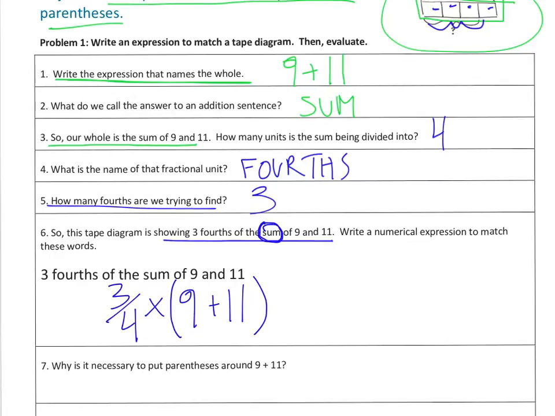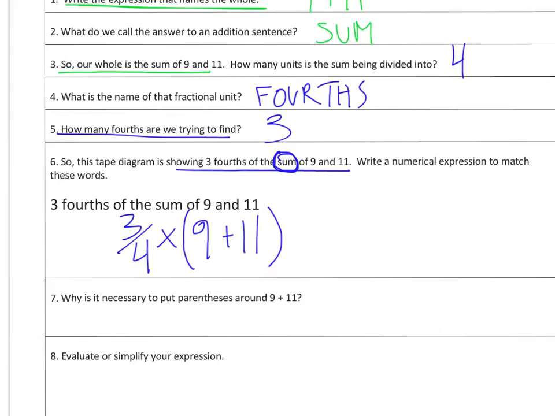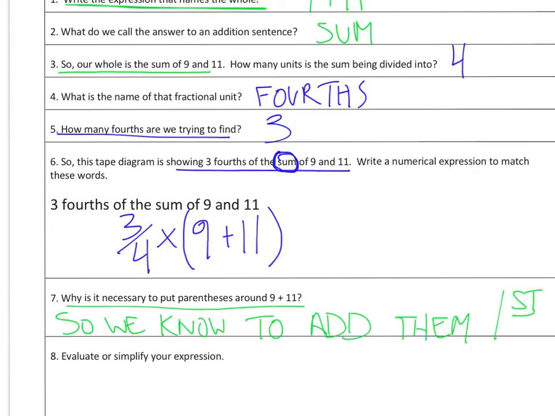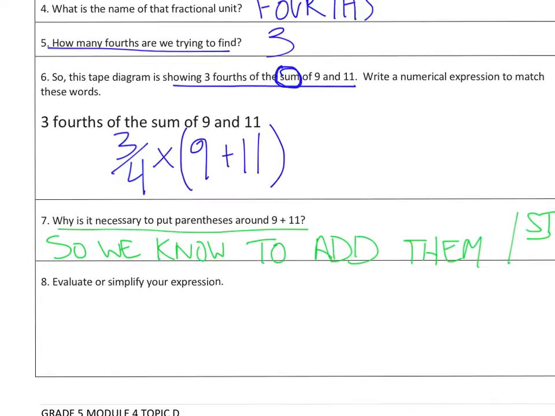So when we're doing the 3/4, we already have the sum of 9 and 11. So why is it necessary to put those parentheses around? So we know to do that first. So we know that we want to add the 9 plus the 11 before we do anything else. So when something says to evaluate or simplify, those words both mean solve. So let's check it out.